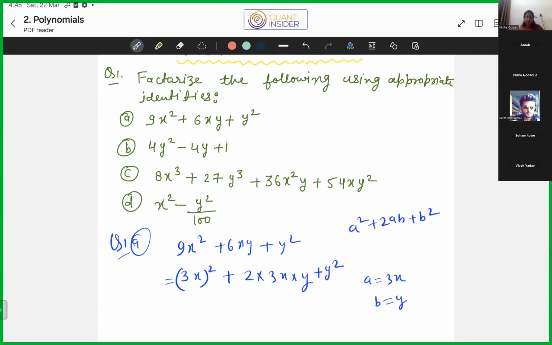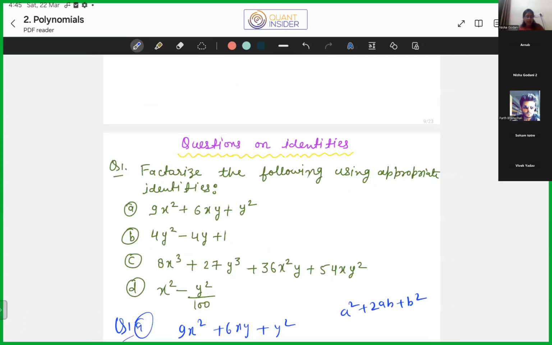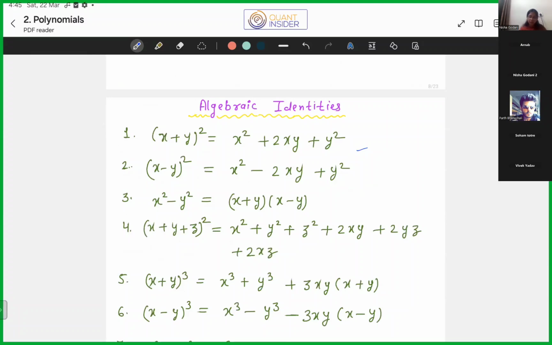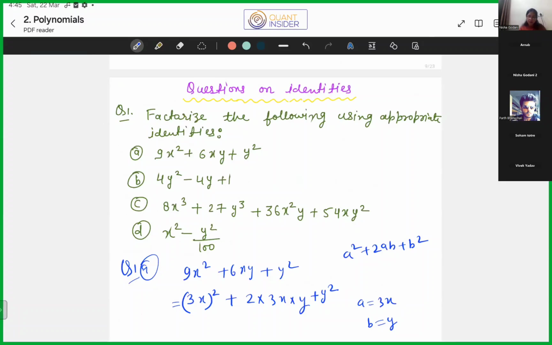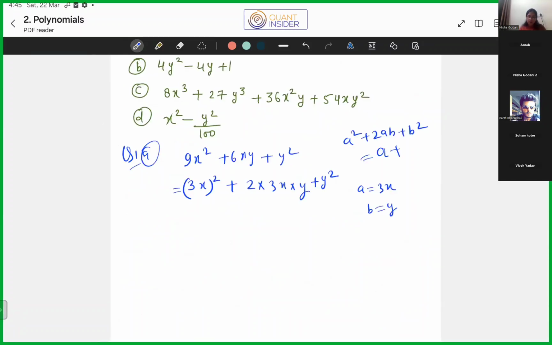a square plus 2ab plus b square. So it is equal to what? This is the first identity, x plus y whole square, or we can say a plus b whole square. So this is equal to a plus b whole square. So what can you write? You can write here 3x plus y whole square. Is this okay?